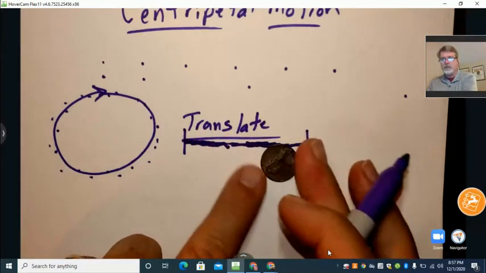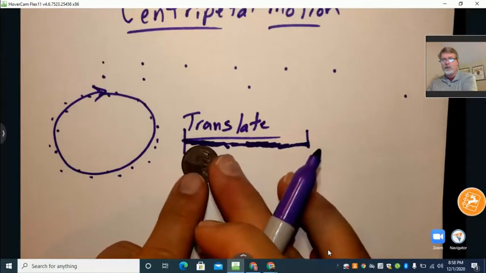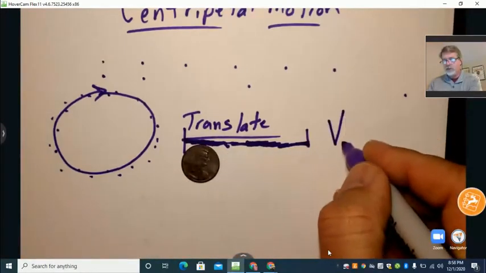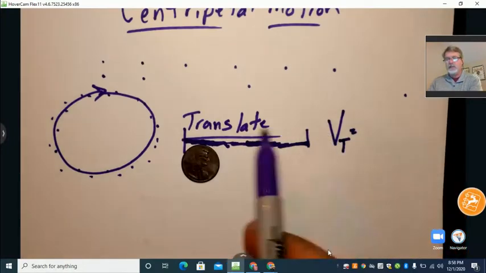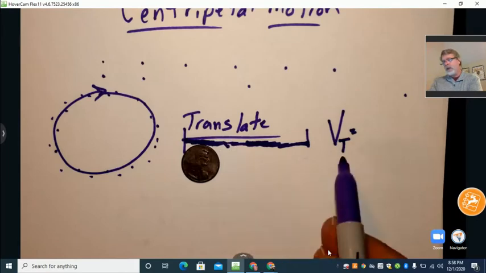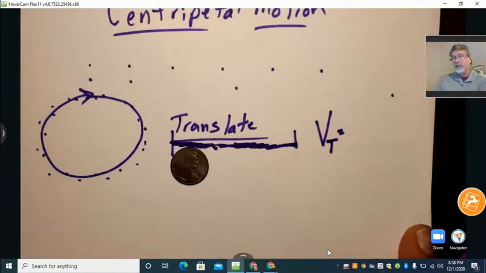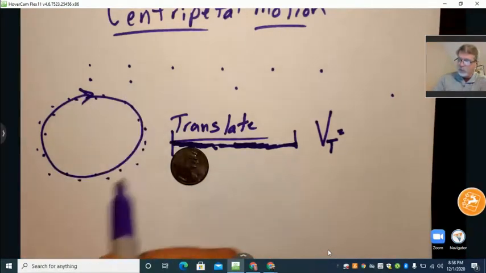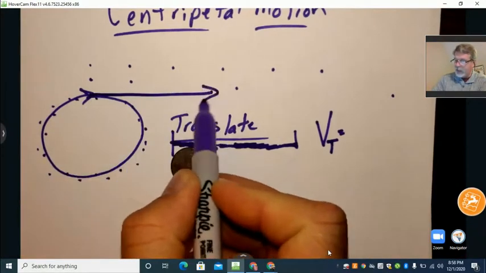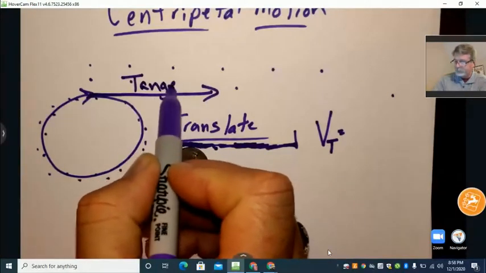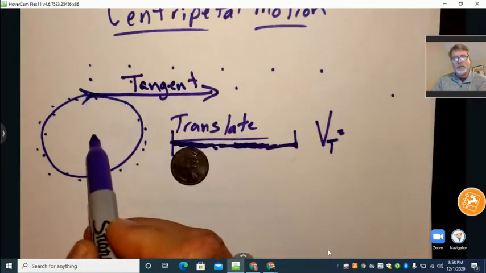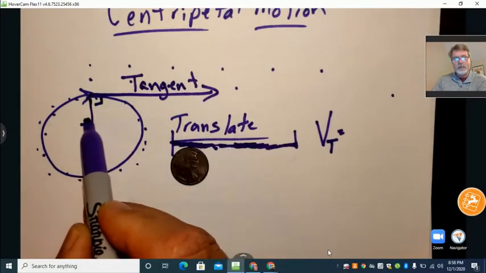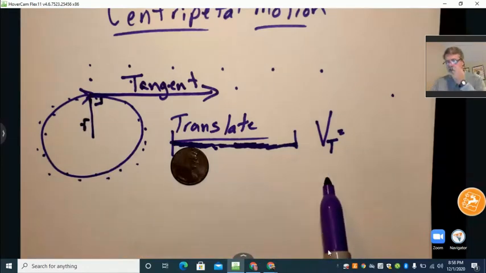It has circular motion. Now, if I want to calculate the velocity of what this penny moved, we'll call that v sub t, or tangential velocity, the velocity that it translates. The reason it's tangential goes a little bit further in the notes, but this rolling will translate at a tangent. The penny translates its motion at a tangent to the radius of that curve, and it's called the tangential velocity.